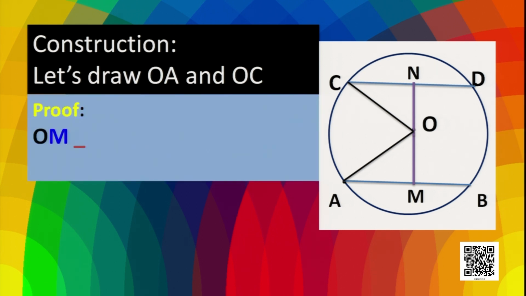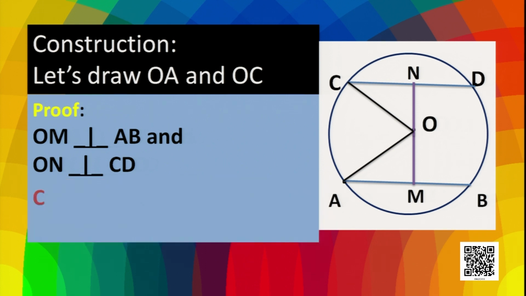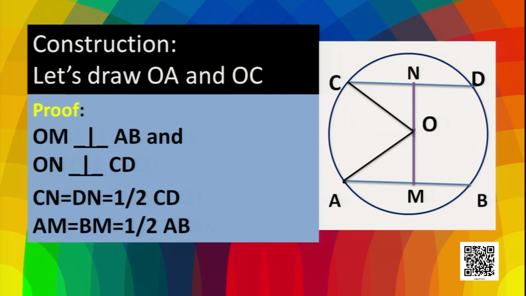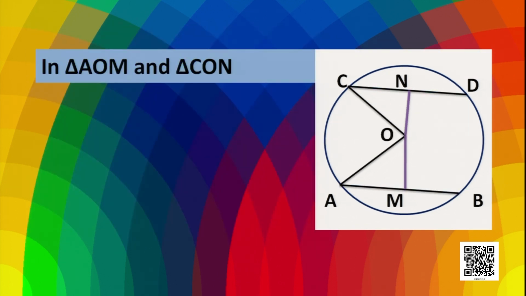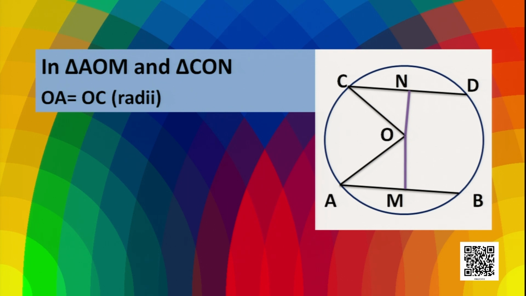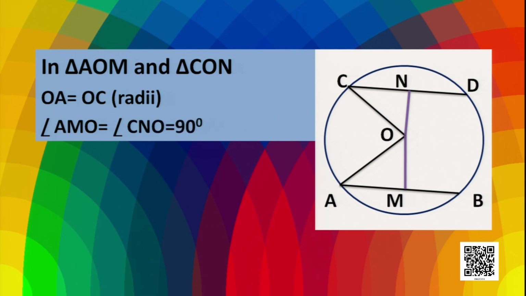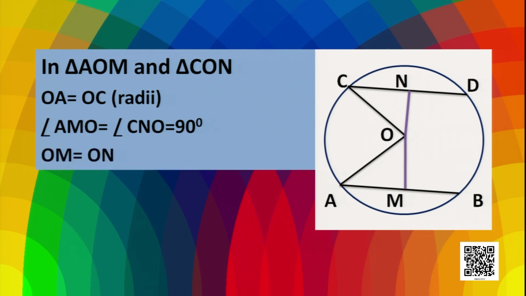Now, what to prove? To get the congruency, we know that OM is perpendicular to AB and ON is perpendicular to CD. That gives CN equal to DN equal to half CD, and AM equal to BM gives half AB. Now, in triangles AOM and CON, what are equal parts? OA is equal to OC, that is radii of the same circle, and angle AMO equal to angle CNO, that is right angle, as OM and ON are perpendicular to AB and CD respectively. Then OM and ON are also equal as it is given.